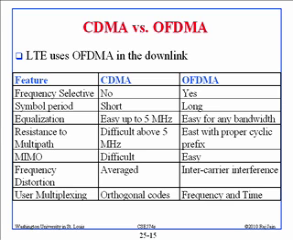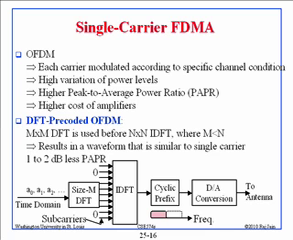Okay. Then user multiplexing you can do by having orthogonal codes. Here you can do it in frequency and time. Alright, so with that we know why CDMA is going away and why OFDMA is coming in.